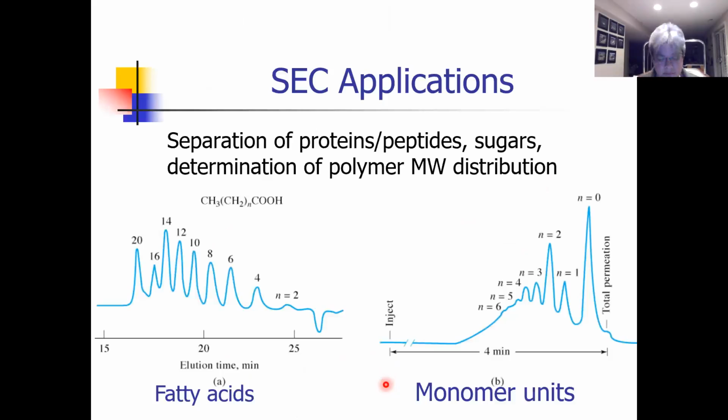Here's a couple of example separations. Notice, again, big molecules, things like proteins, polymers, peptides, sugars. This one they've used to separate fatty acids. Notice the first one out is the longest chain, and the last one out is the shortest chains. This one was a polymer, first one out the biggest one, and then down to the monomer, the single unit.